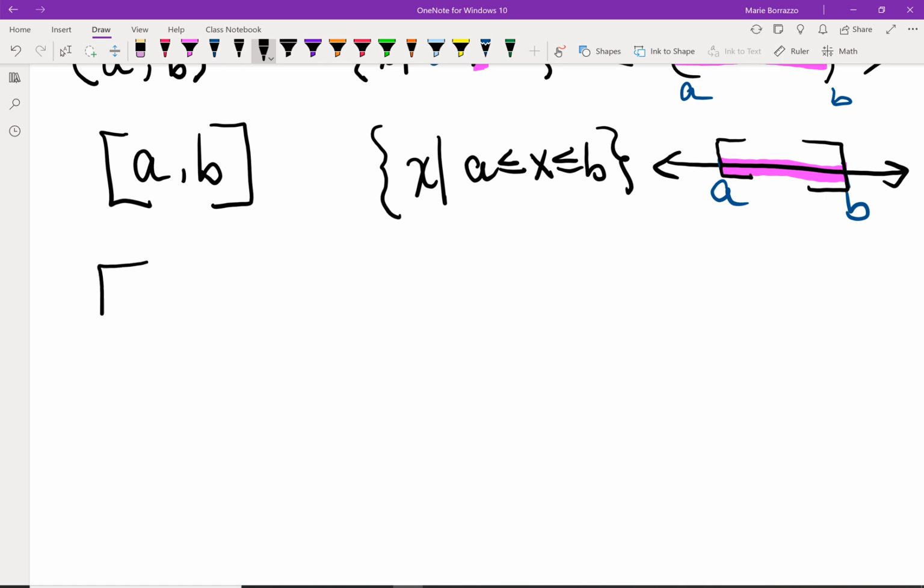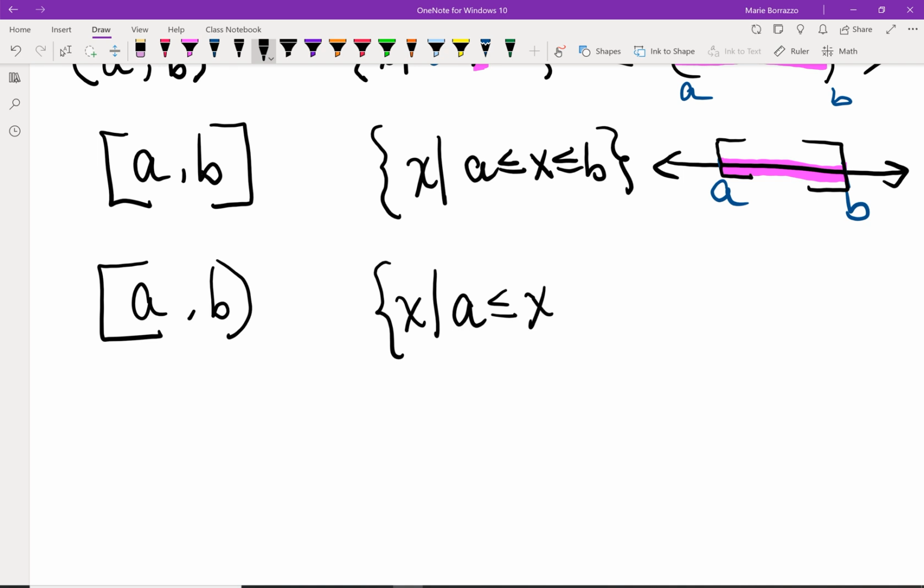You could also have a situation where A is inclusive, B is exclusive. In that case, X is in the set of values where A is less than or equal to X, but X is just less than B. So in this case, here's A, here's B. B has the parentheses, A has the bracket.